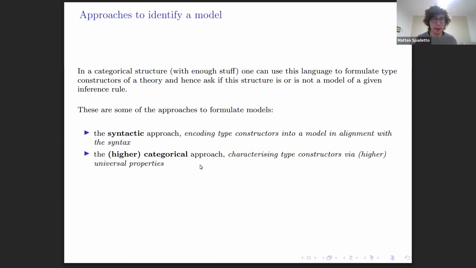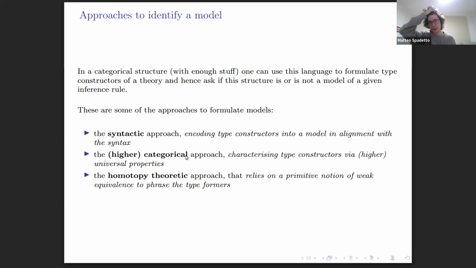Then there's another approach, which is called the categorical approach, or even higher categorical approach, where instead of just reproducing the inference rules in such a structure, we prefer characterizing them via universal properties or via higher universal properties that are typically closure properties on the family of the arrows representing the types, for instance.